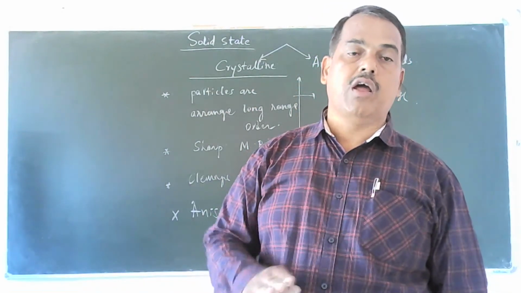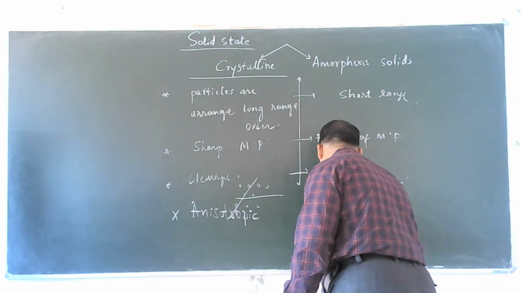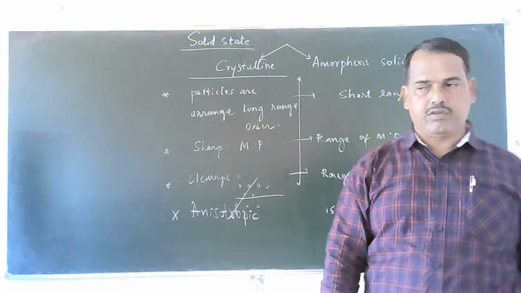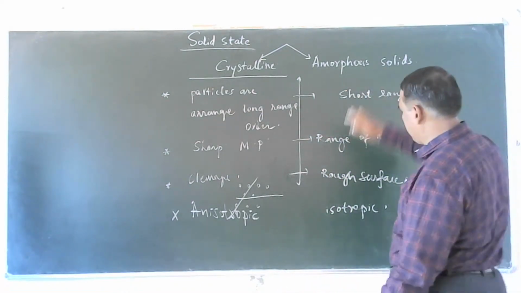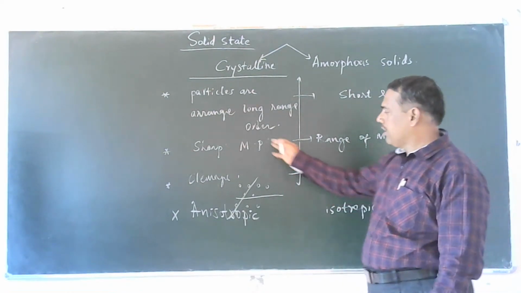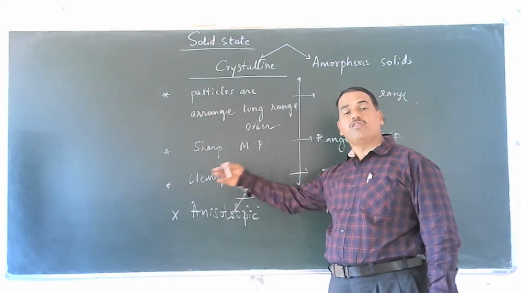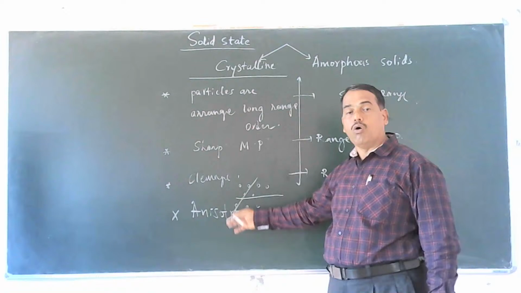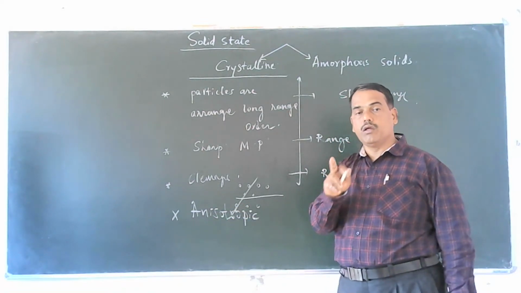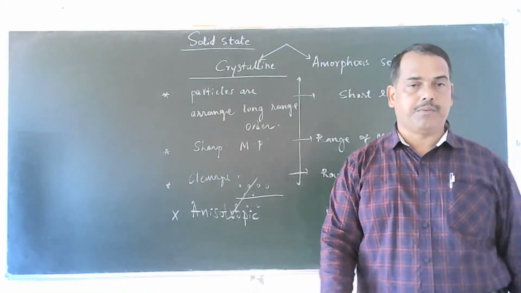But amorphous solids are isotropic in nature. Just the opposite of that, isotropic. So the refractive index of these amorphous solids is the same in any direction. But here, if you go for a different direction, then the refractive index is changing due to long range order. Long range order. Very important concept. You have to remember they are anisotropic and these are isotropic in nature.